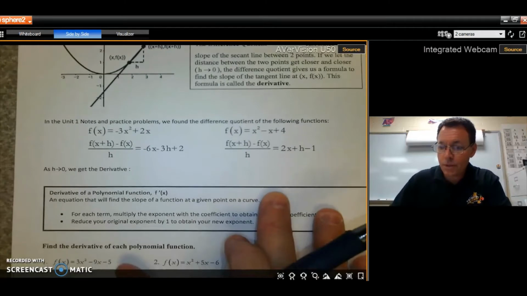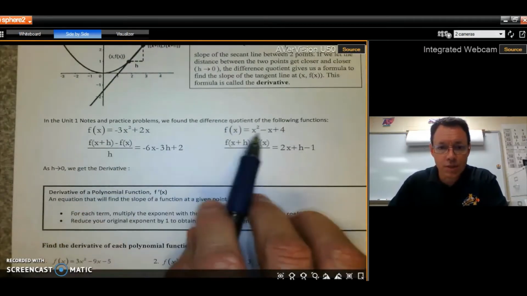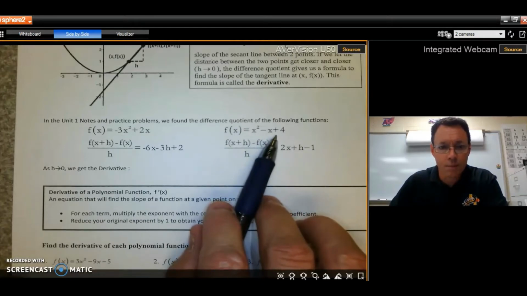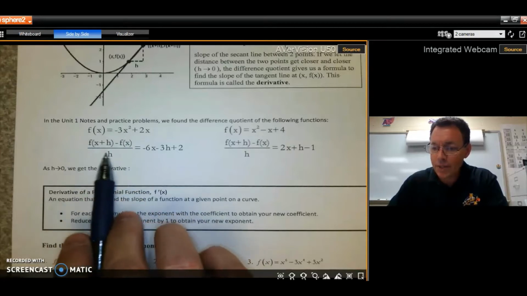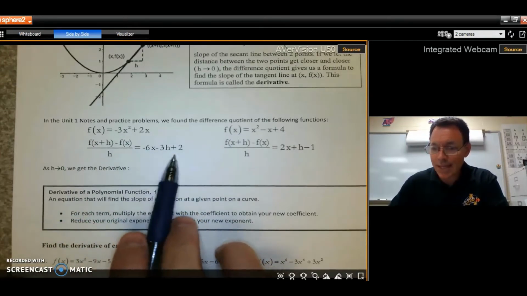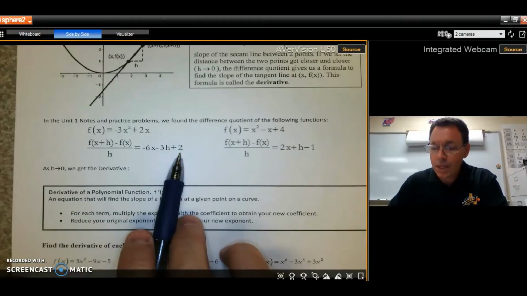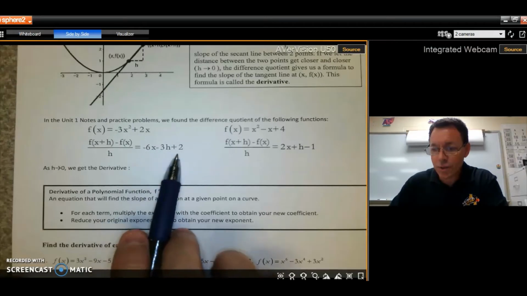So these are 2 examples we did in Unit 1. This was in your notes, and I think this was one of your worksheet problems. So we took this function, we applied the difference quotient to it, and then there was a whole bunch of steps, and we got this answer. So essentially this is the derivative.